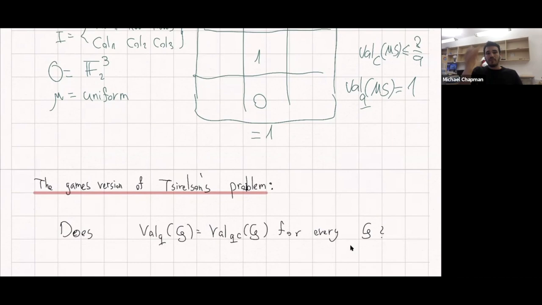And I'm giving the game version. So one of them implies the other, but it's not true the other way around. This is potentially a harder thing. So maybe the sets are different, but always the value is the same. So potentially this can happen. So this is the game's version of Tsirelson's problem, whether the quantum value of any game is the same as the quantum commuting value of this game.